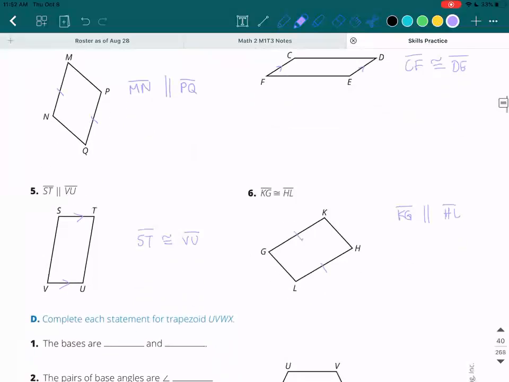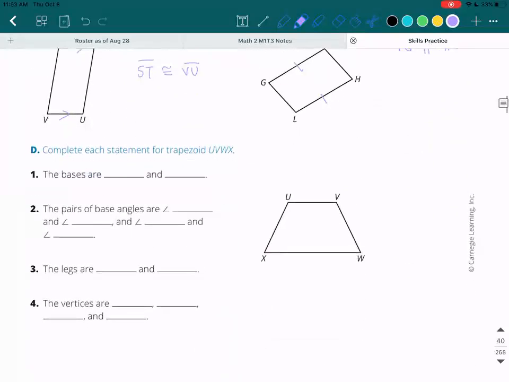Okay, on to the next section. Complete each statement for the trapezoid UVWX. So the bases of the trapezoid are, does anybody already know? It's the parallel sides. Which ones are the parallel sides? UX and VW. These are the parallel sides. Can you name those?